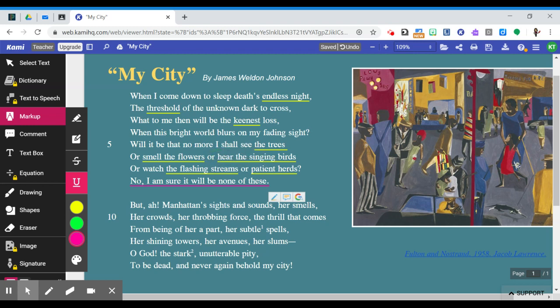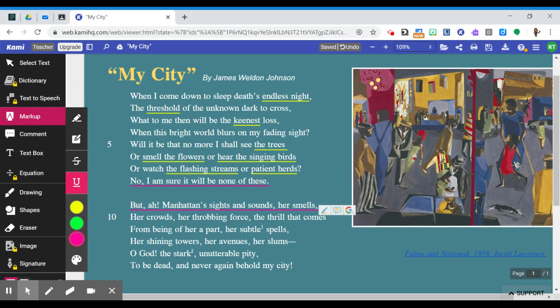The very first line of the sestet, you notice that there is a change. So this is what we call a volta, V-O-L-T-A. There's a shift in the poem, in the sestet here. And he begins to talk about what he will miss after he's gone. He will miss the crowds.